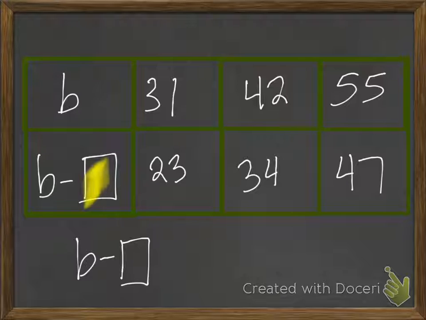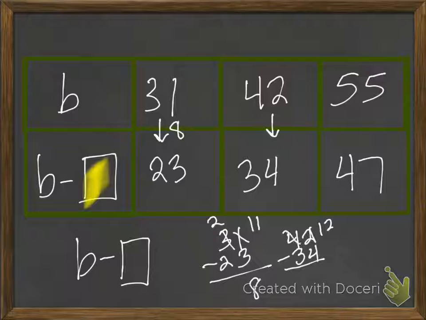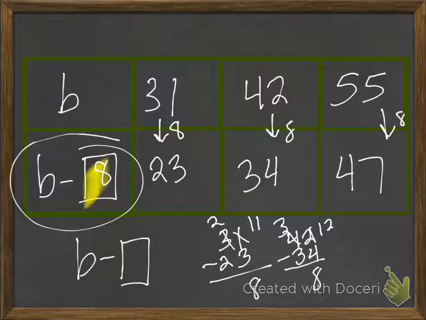And so let's find out the difference. The difference between 31 and 23. Well, if I write that out as a subtraction problem, I have to borrow: 11, 10, 9, 8, and 2 minus 2 is 0. So I know right there that I moved 8 spots. The difference between 42 and 34, got to regroup, and I get 8 again. And I also get 8 again here. So my rule is b minus 8. That's my answer.